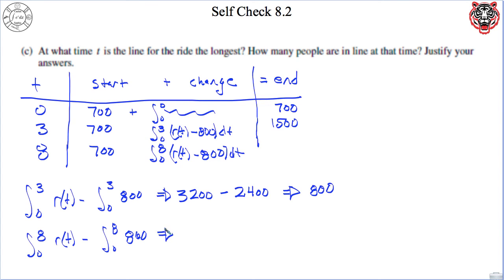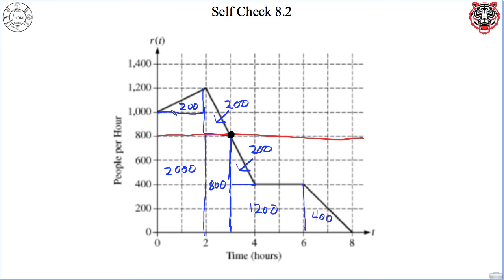Mr. Snow, this is a dumb question I should have asked like 15 minutes ago, but how do you know the area of R(t) between 0 and 8? How do you know the area between 0 and 8 of R(t)?